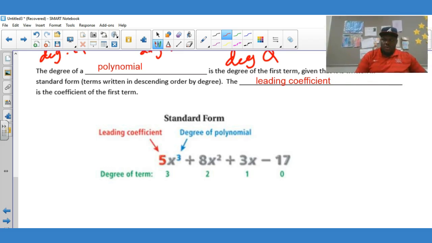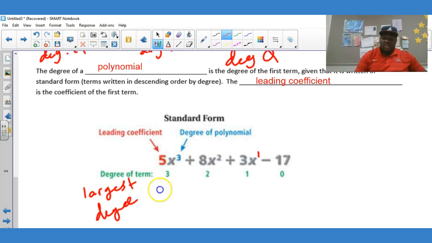See how, again, this is standard form because the degree here is 3, the degree here is 2, the degree here is 1, and the degree here, there's no variable, so the degree is 0. So the degree of the polynomial will be 3 because if you list them in descending order from greatest degree to least degree, 3 is the highest degree. So guys, it's the largest degree. If you write it in descending order, then it's always the first one, but it's the largest degree.